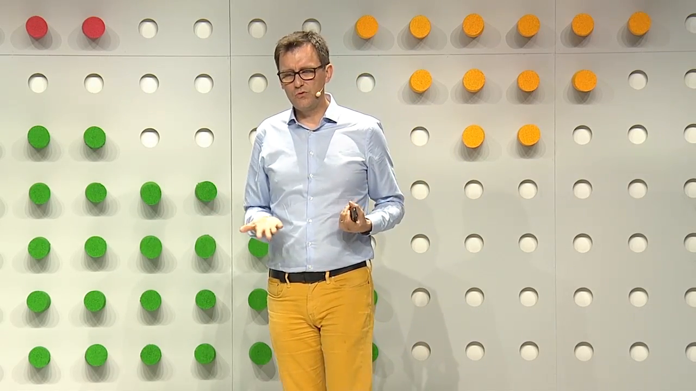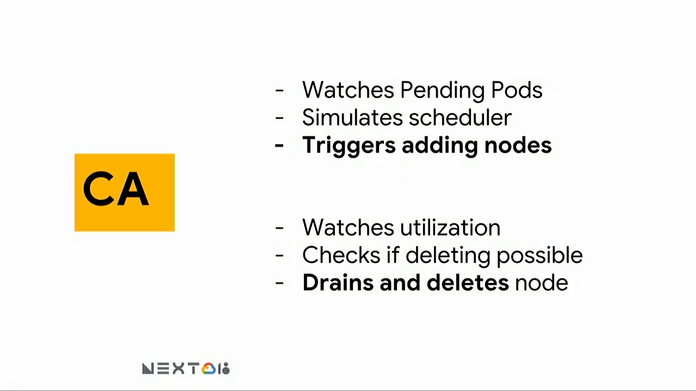How would that play with the pod disruption budget? If it's possible, the decision comes to drain and delete the node, and then the scheduler is rescheduling the pods that were running there somewhere else. And through this, we have a better packed system.